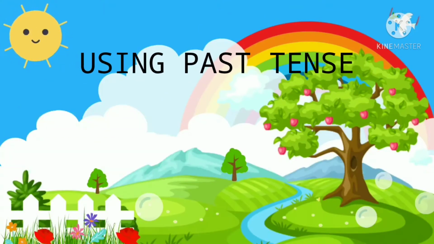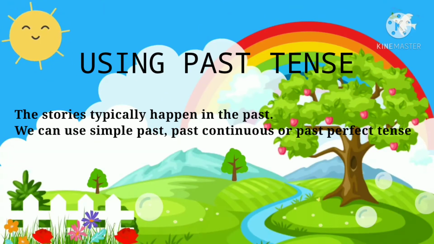Using past tense. The stories typically happen in the past. That's why we use past tense. We can use simple past, past continuous, or past perfect tense, depending on the situation.